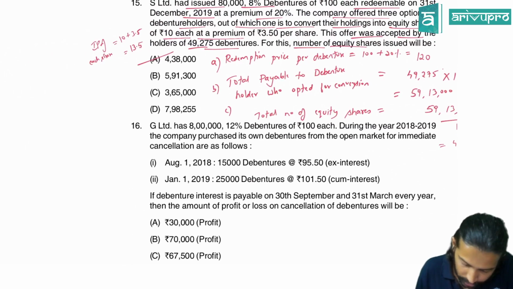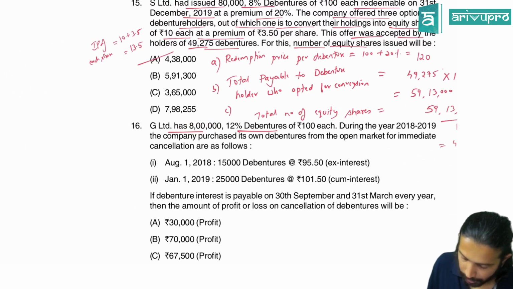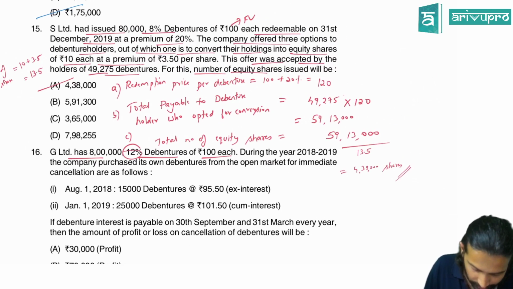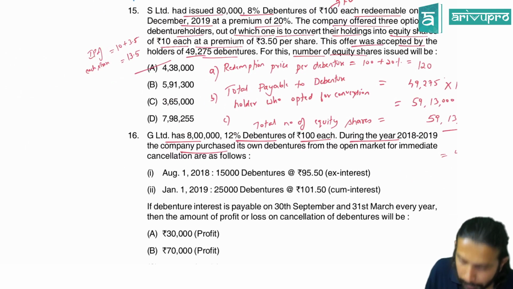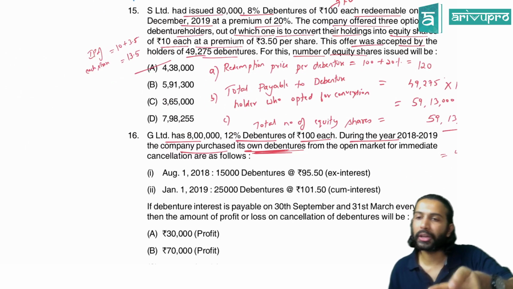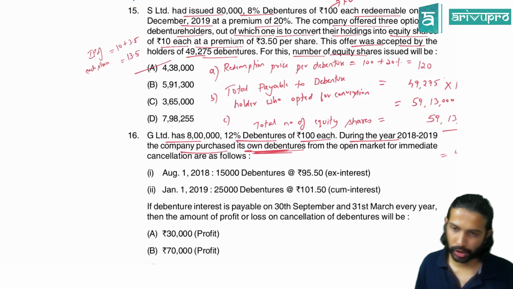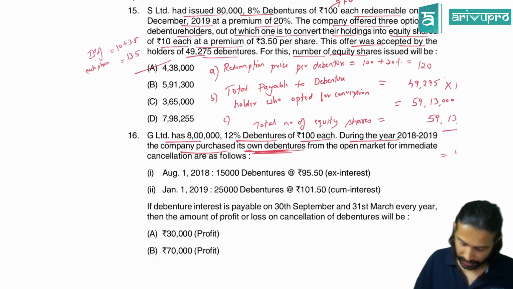All right. Next question, question number 16. G Limited has 8 lakh 12% debentures of 100 each. 100 is the face value of each debenture. These debentures have an interest rate of 12%. During the year 2018-19, the company purchased its own debentures. One way to redeem debentures is purchasing them from the open market for immediate cancellation. Yes, that is one way we have seen.